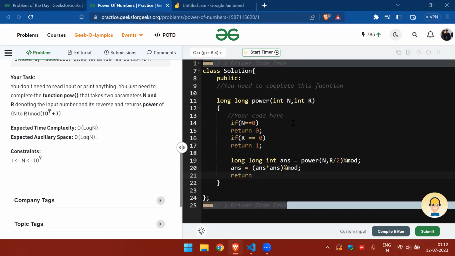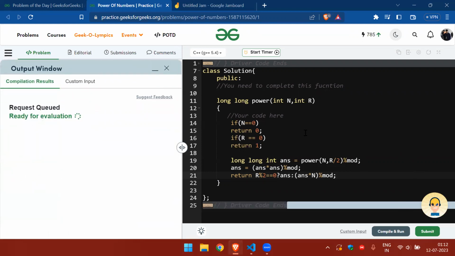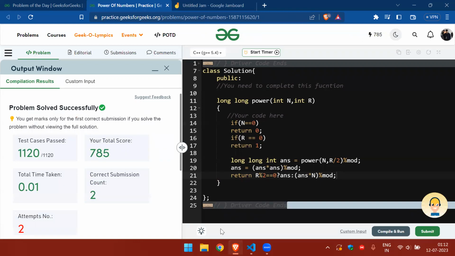While returning, we'll check the condition r modulo 2. If it is 0, then we'll simply return the answer. Otherwise, answer multiplied by n. All right, so now let us compile. Seems like it's working fine. All right.